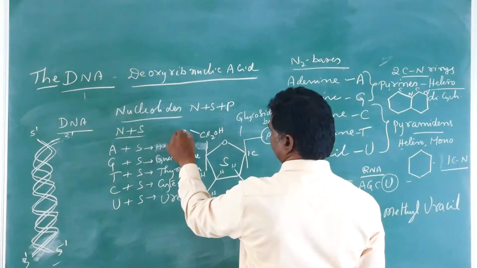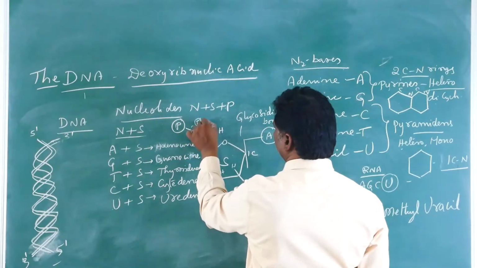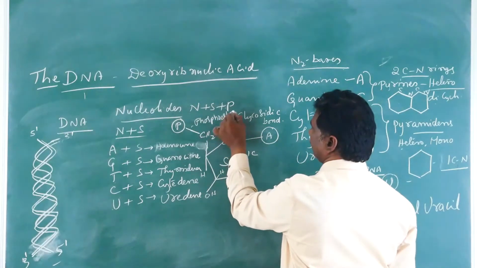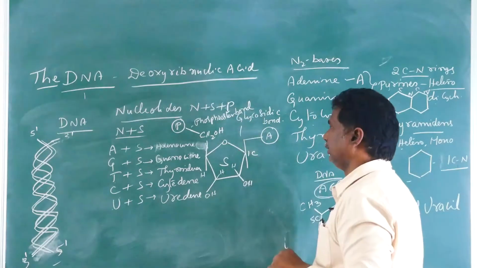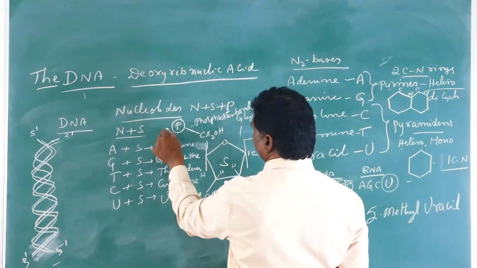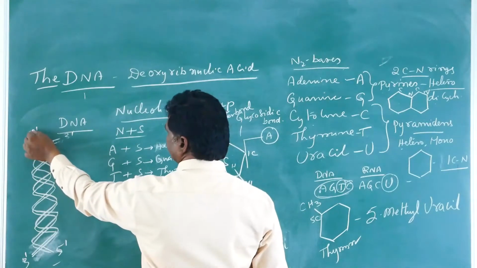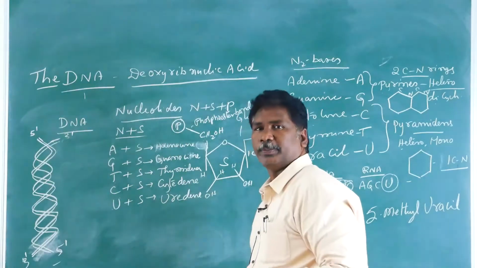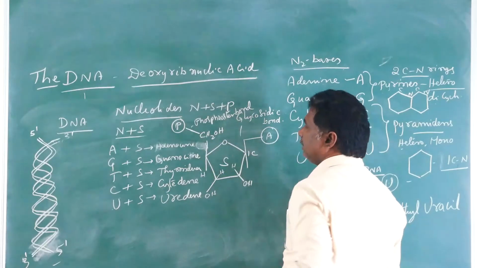another bond that is called the phosphoester bond. At which carbon? The fifth carbon atom. So that's why the end that is always attached to the phosphate is called the 5' end. So this is the structure of a nucleotide.